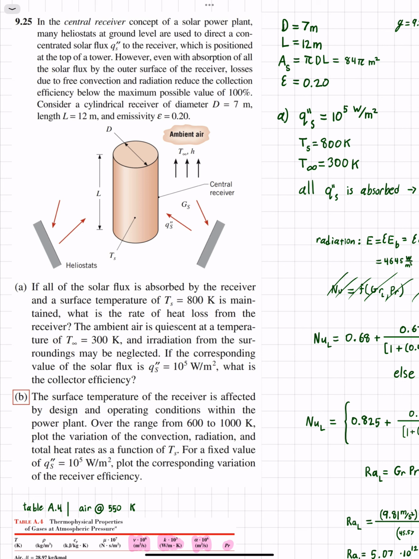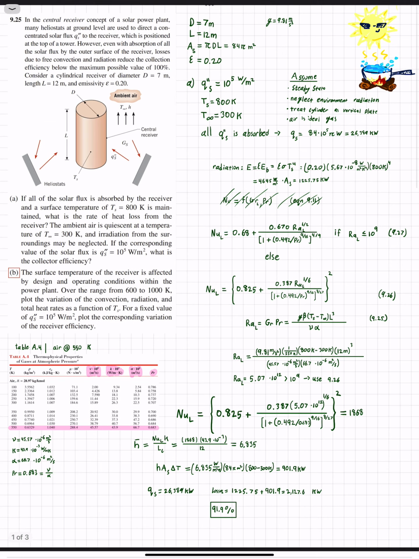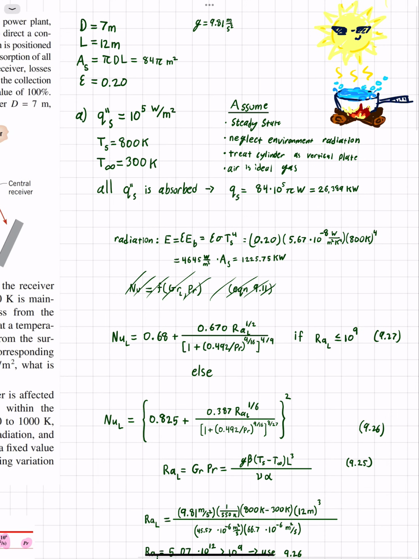Up here, I have tabulated useful values: diameter, length, and the surface area calculated as 84 pi m squared. We're just looking at the outside surface because the problem seems to focus on that, so we're neglecting the top. The emissivity is 0.2, and gravity is 9.81 meters per second squared. Assumptions: we're assuming steady state, neglecting radiation to the tower from the environment, treating the cylinder as a vertical plate for the free convection, and assuming air is an ideal gas.